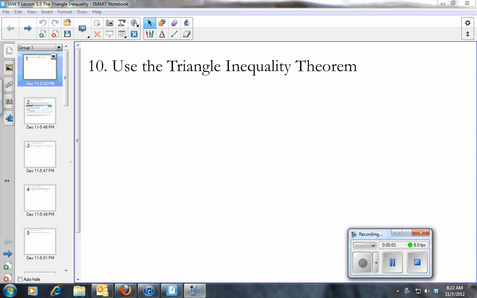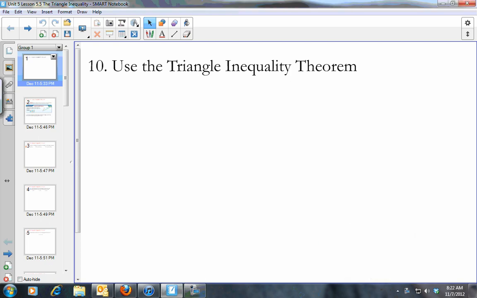All right, we're on page 360. We only have the one learning target: use the triangle inequality theorem. So I guess this would go better if we knew what the triangle inequality theorem said.